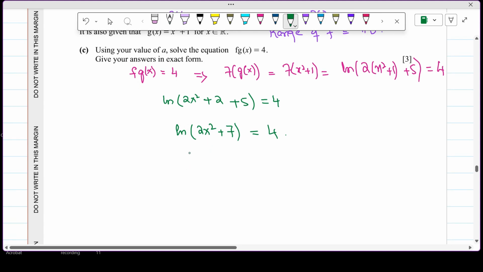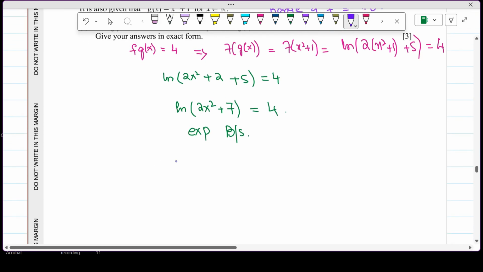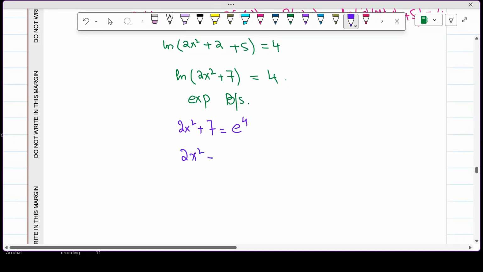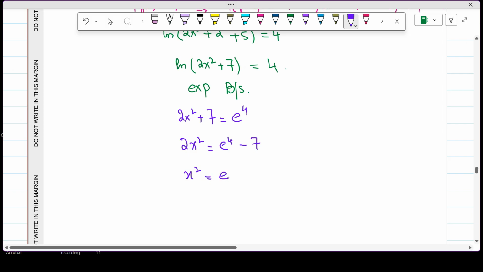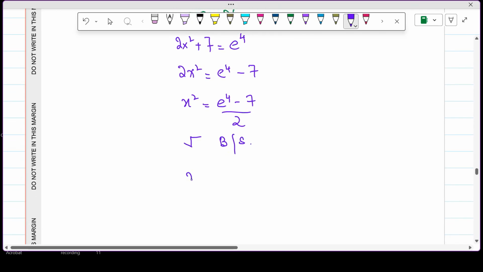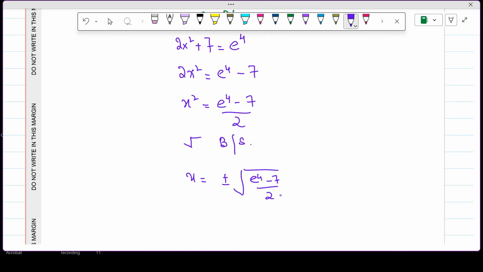We can find the value of x by applying the exponential to both sides. So we will have 2x squared plus 7 equals e to the power 4. And 2x squared will equal e to the power 4 minus 7. x squared equals e to the power 4 minus 7, over 2. We need to find the value of x, so we will take the square root of both sides. So x equals plus or minus the square root of e to the power 4 minus 7, over 2.